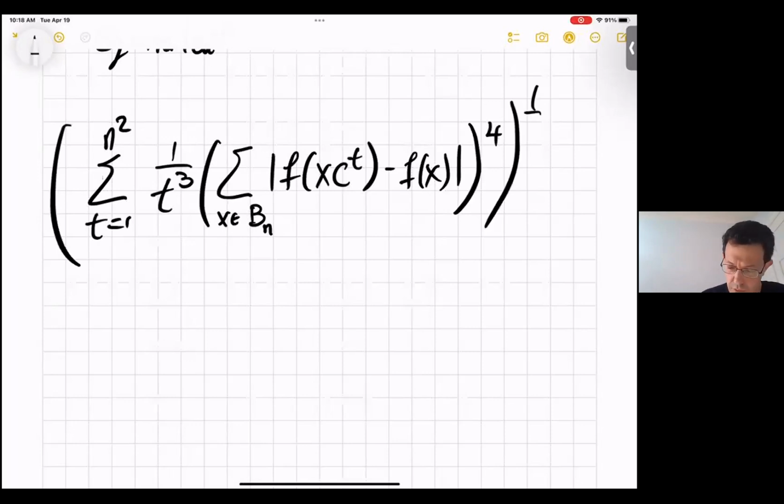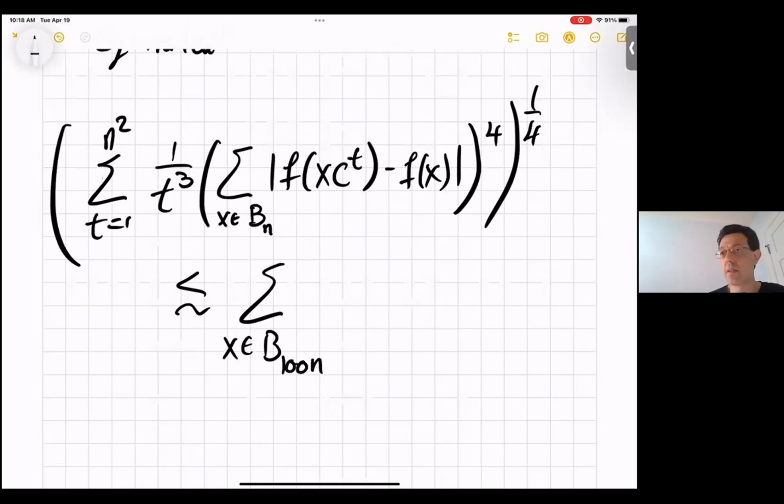Take the 4th root, and that's less than the sum over x in a ball of radius, I just need a universal constant times, and 100 is safe. But I don't know what the best constant is, depending on the generators. And then you have f of xa minus f of x plus f of x.